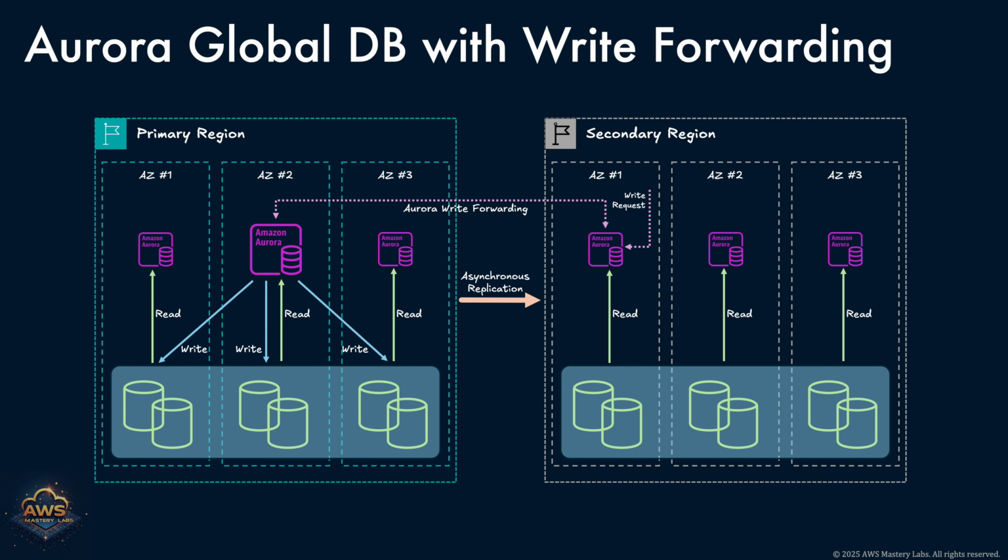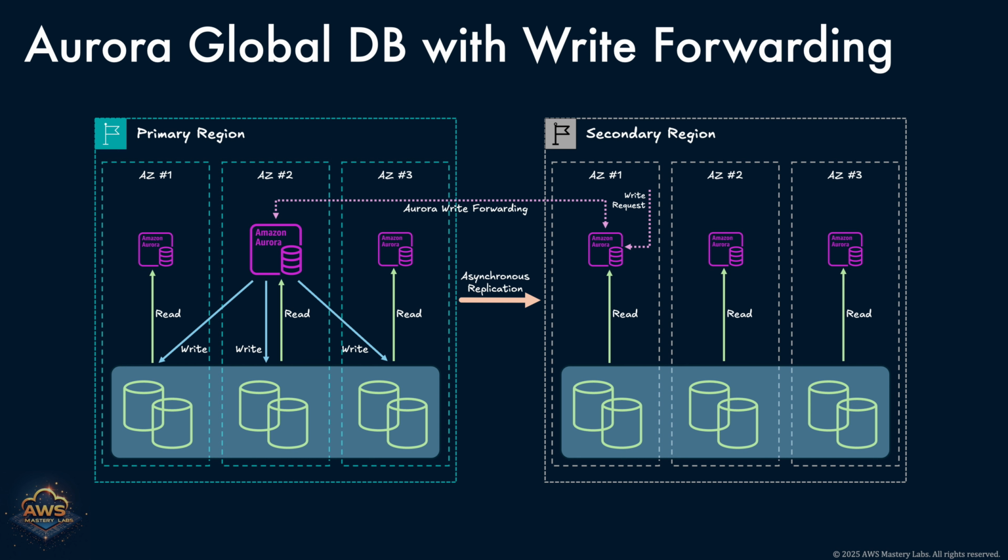Let's take a closer look at the architecture of an Aurora Global Database deployed across two AWS regions. In the primary region, we have an Aurora cluster composed of a writer instance and two read replicas, each distributed across three separate availability zones. This setup ensures high availability, durability, and fault tolerance within the region.